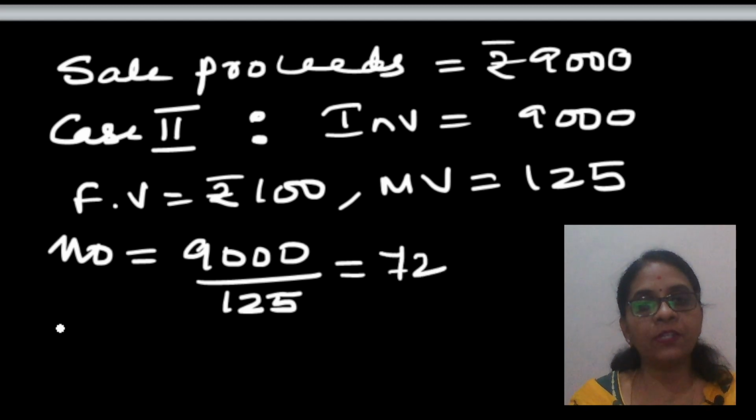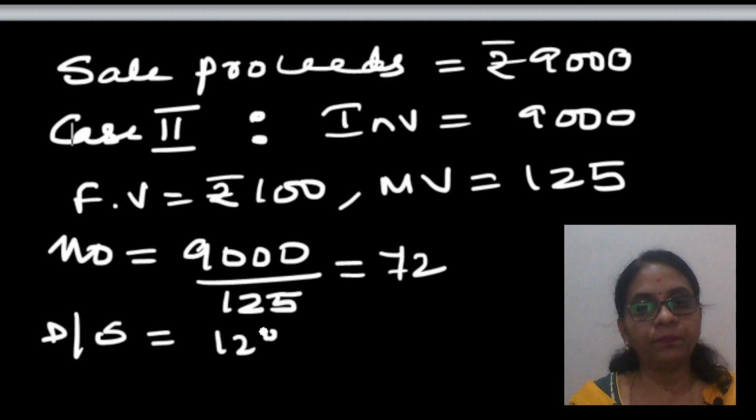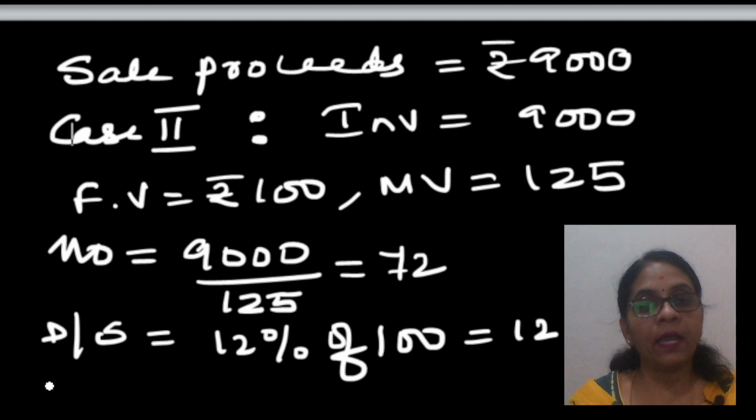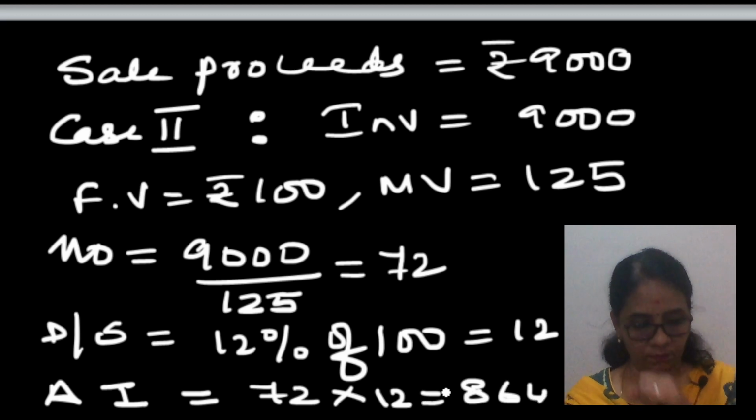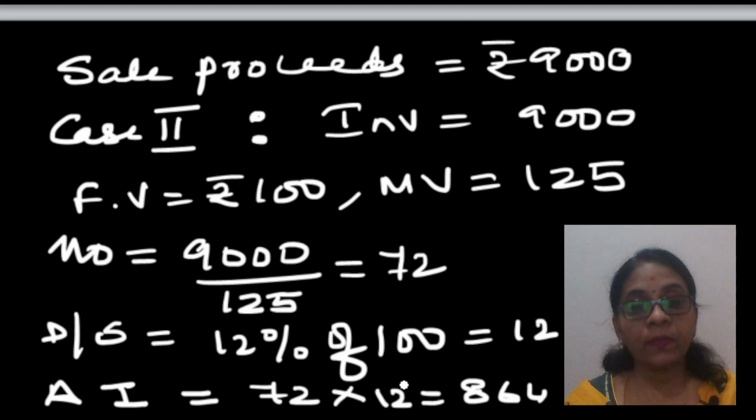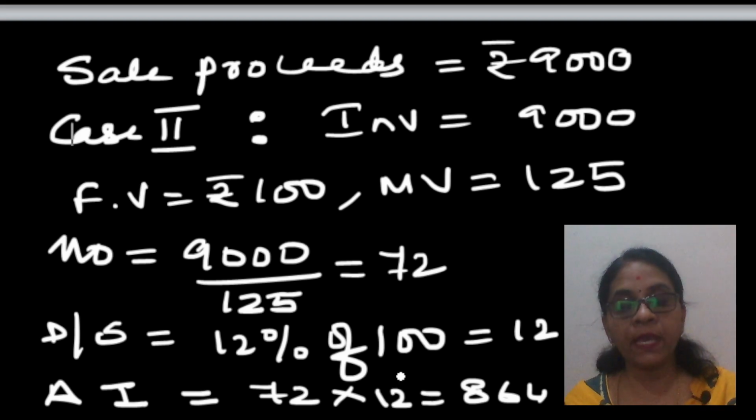And the D per share in this case will be what? 12%. I did not write D percent is 12%. Okay. D per share is 12% of 100, which is 12 rupees. And annual income is number of shares 72 into D per share 12, which is equal to 864. So 864 is the annual income for Vivek in his second company.